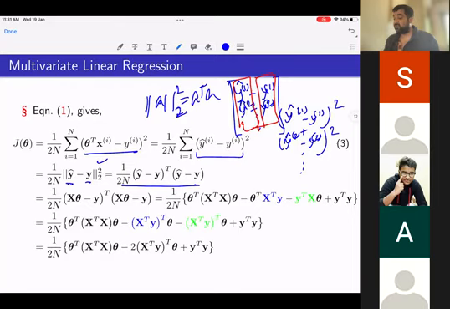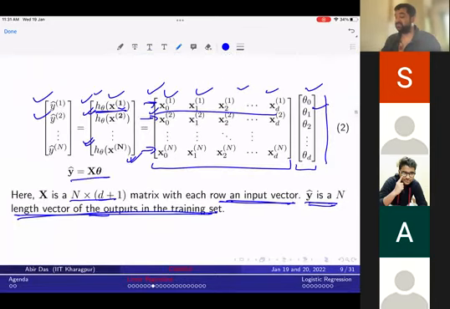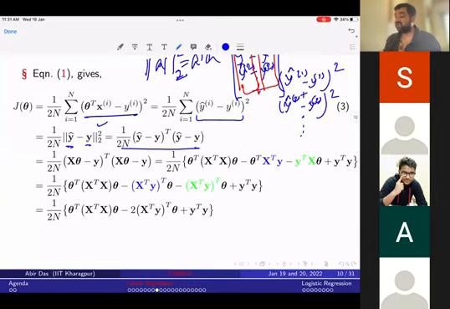Now 1 over 2n, and this y hat is your x theta, because the y hat vector we have seen here is this. So we are just replacing the y hat vector with x theta, right? Now you are just doing algebra, just multiplying these two terms. This is what is coming.